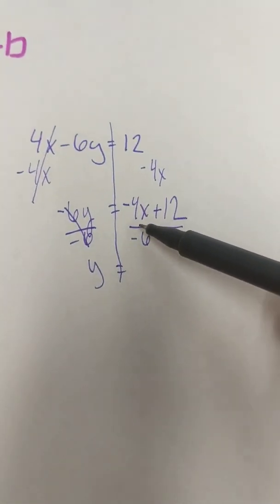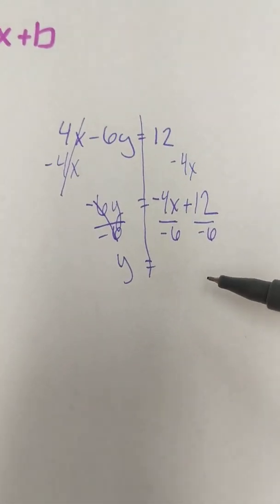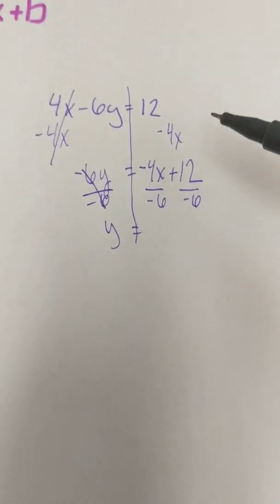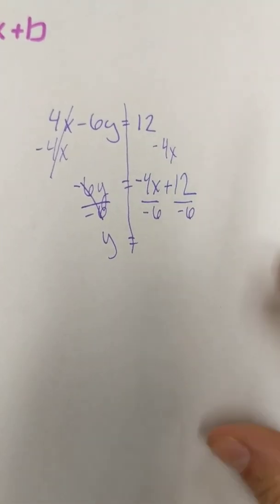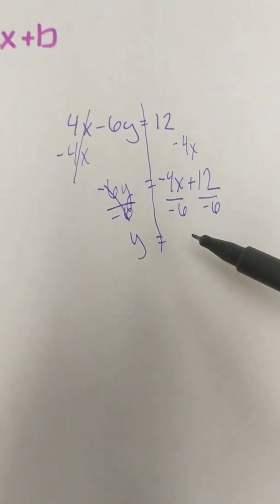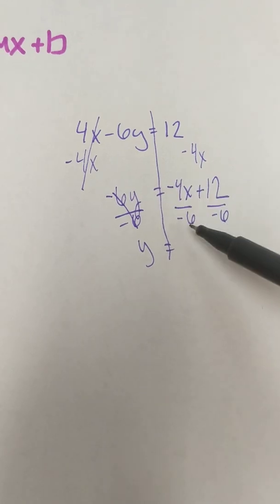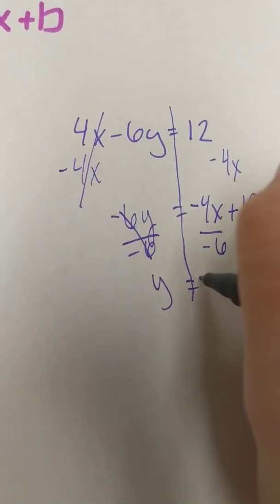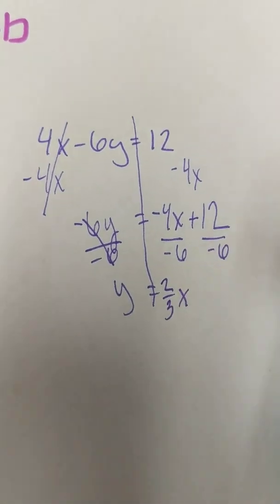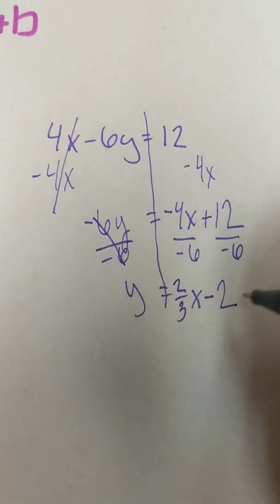Negative 4 over negative 6. I can't divide that, but you can simplify it, you can reduce it. Remember that Desmos will help you do that if you need help with that. Negative 4 over negative 6, well, two negatives cancel out, make a positive. And then 4 over 6 turns into 2 over 3 x. And then 12 divided by negative 6 is negative 2.